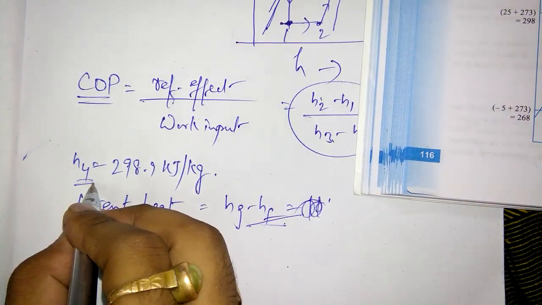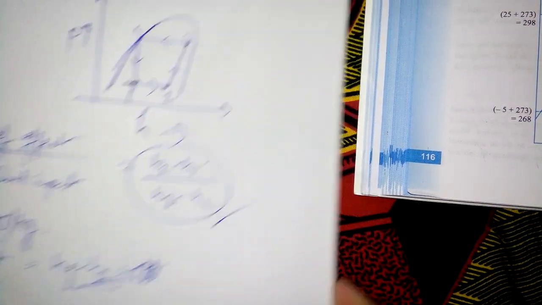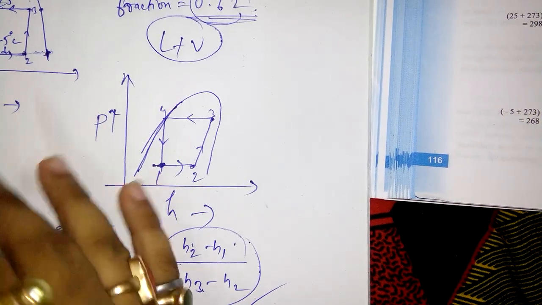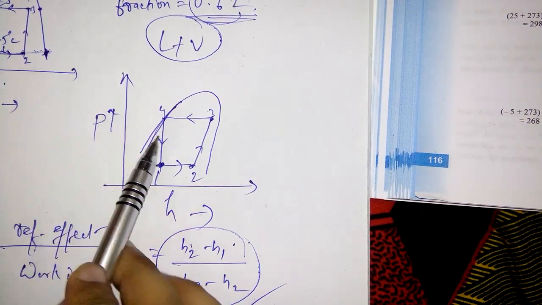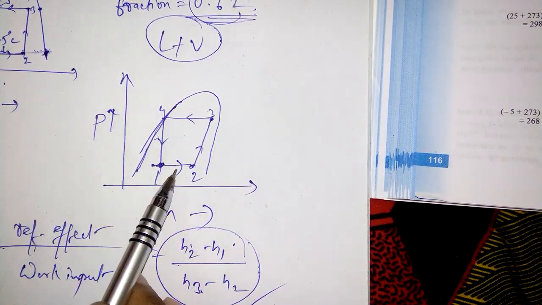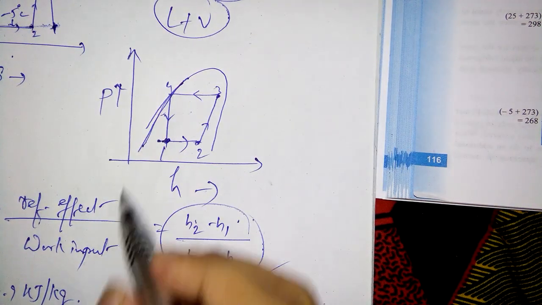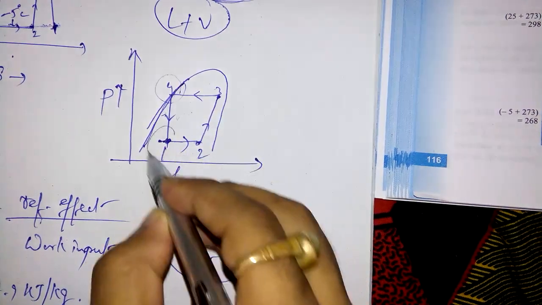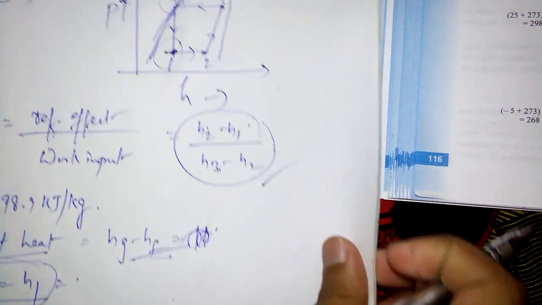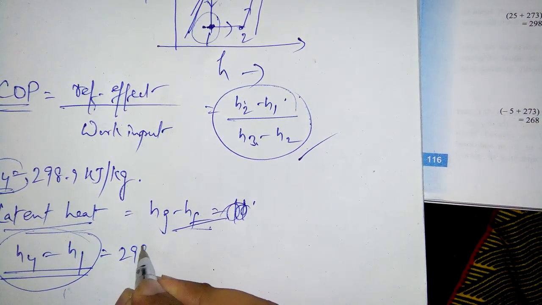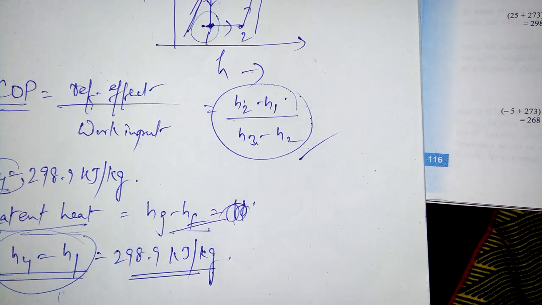So H4 is given. H4 is equal to H1, because if you see the pH diagram. When you are starting to learn, it's better to draw both the diagrams in your copy, pH and TS. Whenever you feel like, you use that. In this portion of the problem I am using the pH diagram. H4 is equal to H1, so it is equal to 298.9 kilojoule per kg.